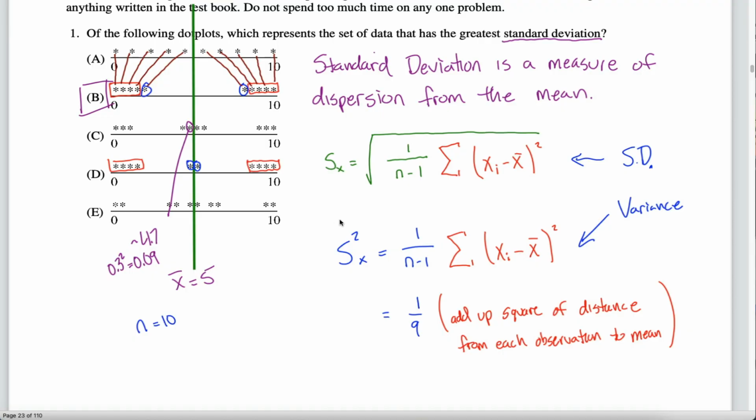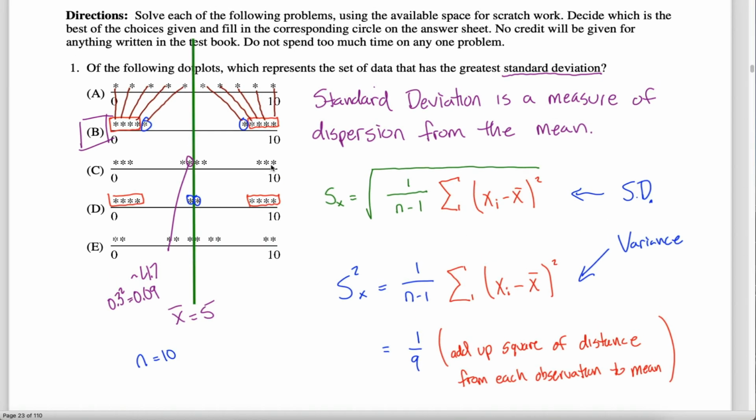So I guess to kind of summarize, what we really did is we looked at the 5 different cases and figured out which one would have the largest value of this expression in red. We then took advantage of the fact that there's the same number of observations in each case, so the factor in blue is the same. So whichever one has the largest value in red is going to have the largest variance. And then we took that one step further and said whichever one has the largest variance automatically has the largest standard deviation.